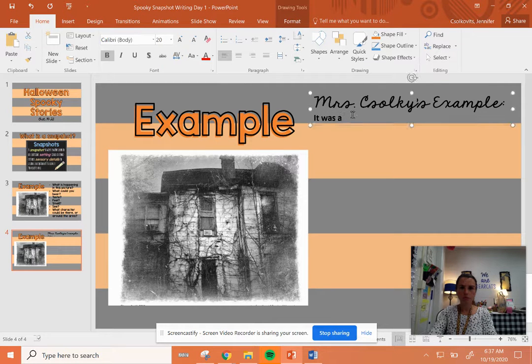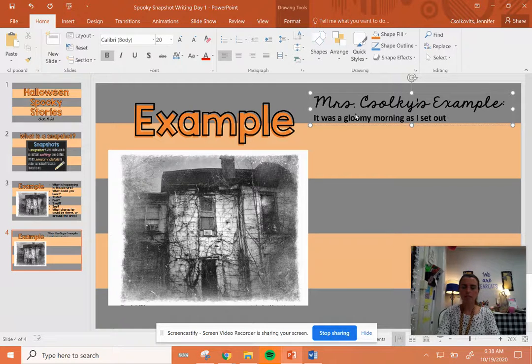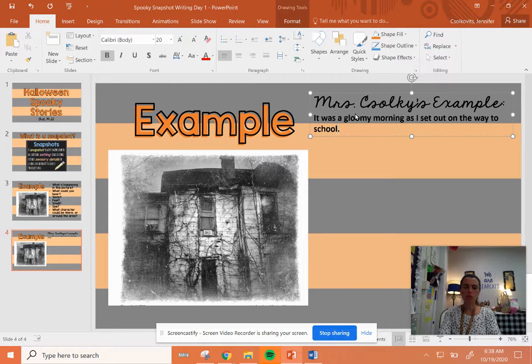Let's just go to this. So it was a gloomy morning as I set out on the way to school. Actually, I'm going to use a semicolon because that brings two independent clauses together, which we're going to talk about. So it was a gloomy morning as I set out on the way to school.